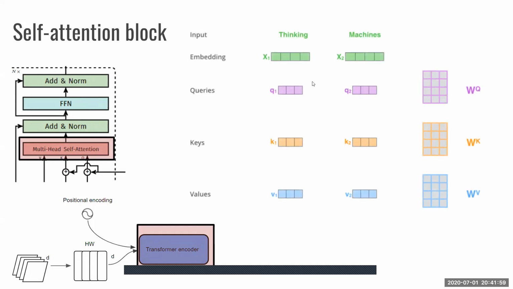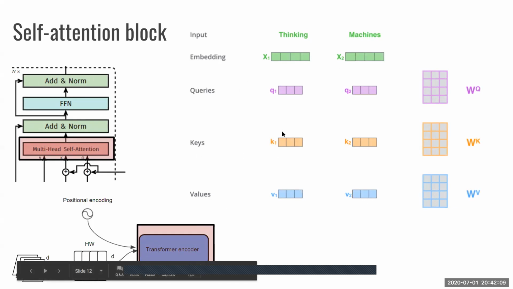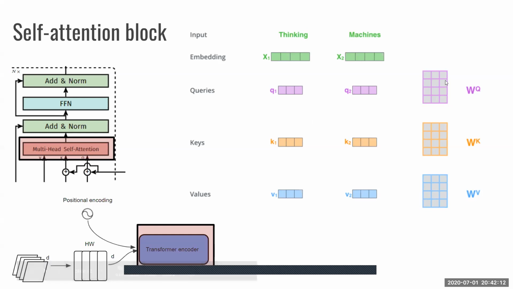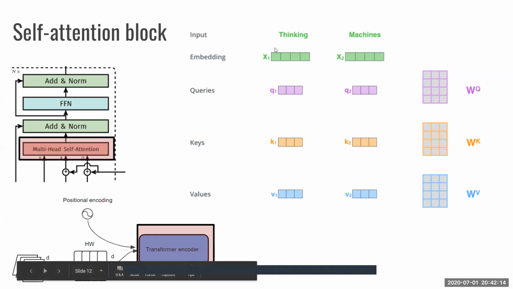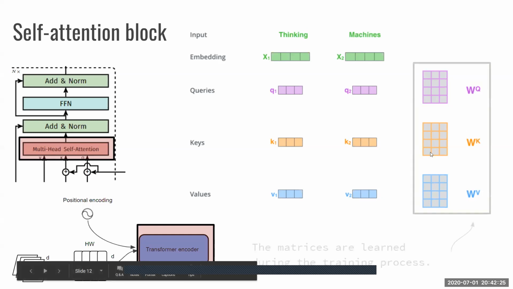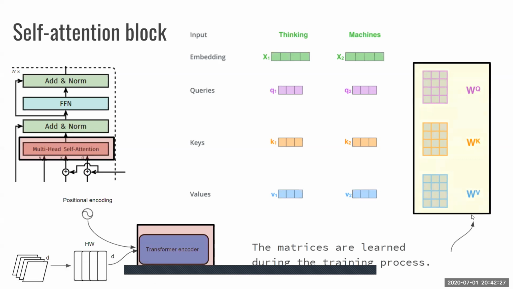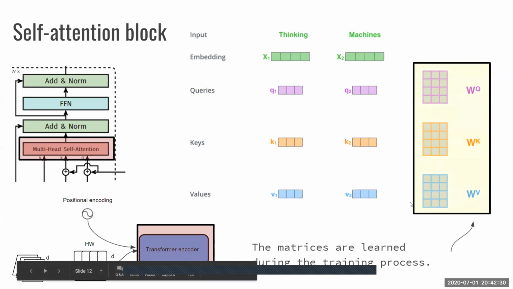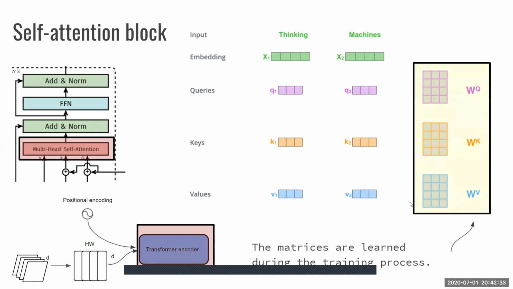So what we can see here are the same embeddings for these words, thinking and machines, and we have queries, keys, and values. These vectors are created by multiplying these matrices by these embeddings, like x1 multiplied by w gives q1. And the main idea, the main magic of attention, is that these matrices are learned during the training process. So these matrices pay attention and focus on different attention and correlation between words.